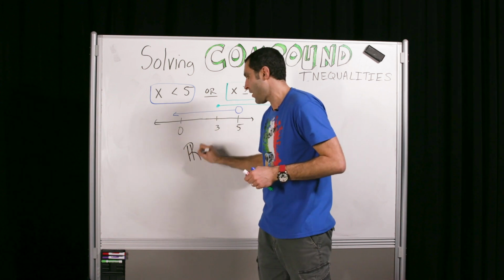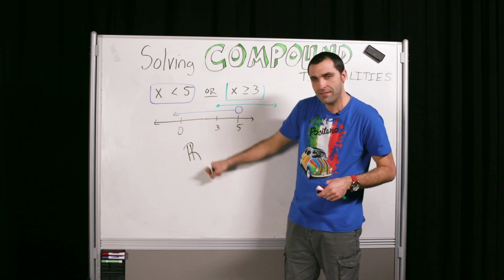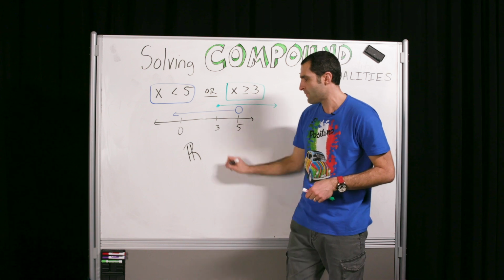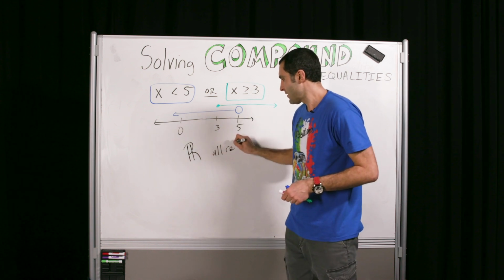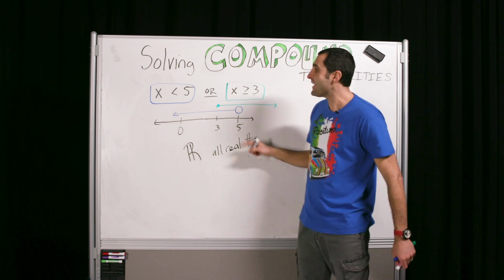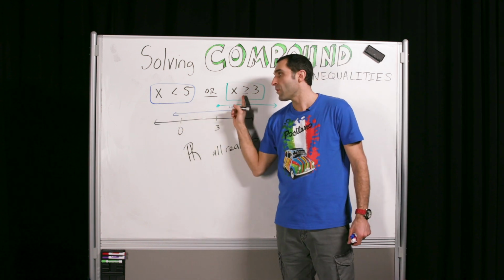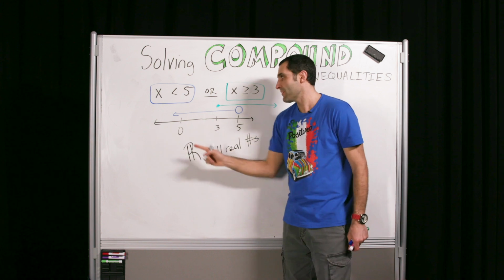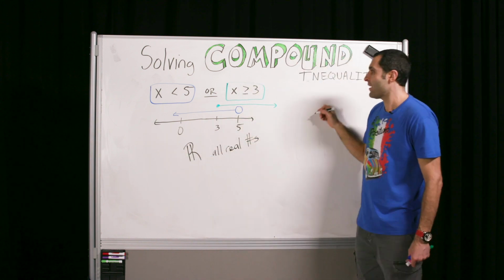Here's the fancy symbol for all real numbers, a capital R with 2 lines. You could try drawing it. It's fun. All real numbers. Meaning any number will make one or the other or both happy. Okay? Let's try a different one though.